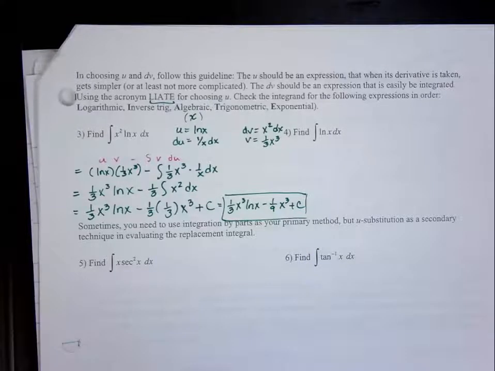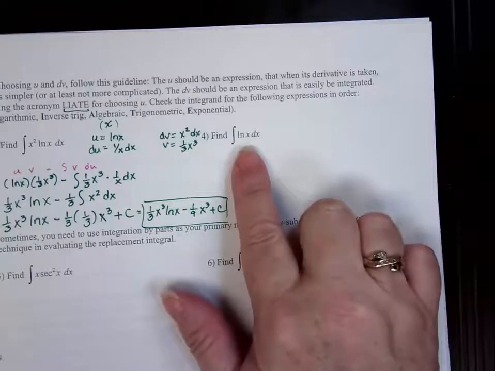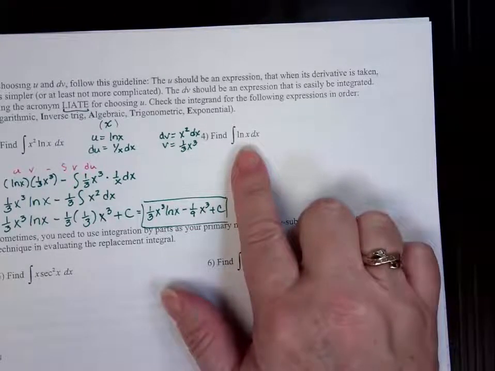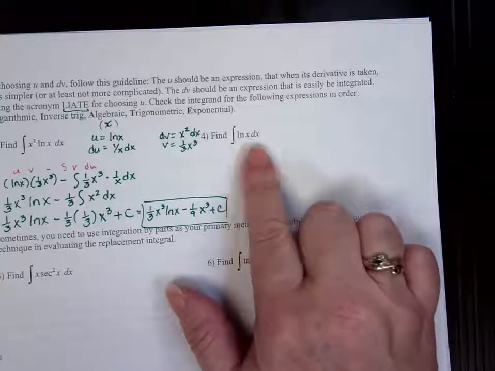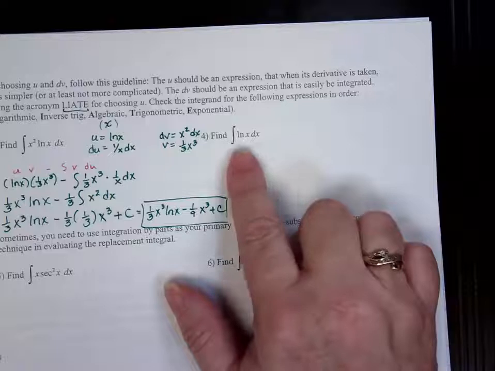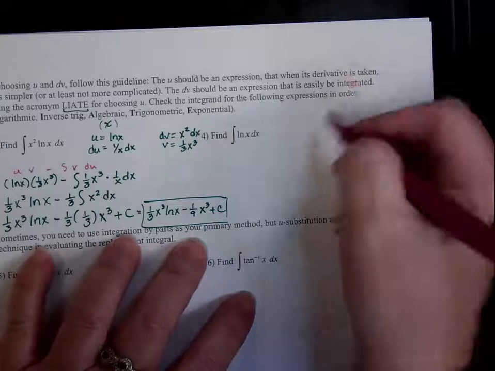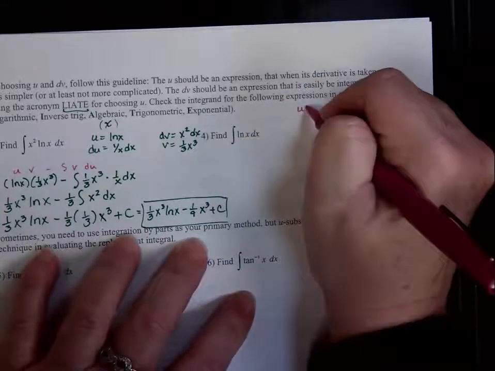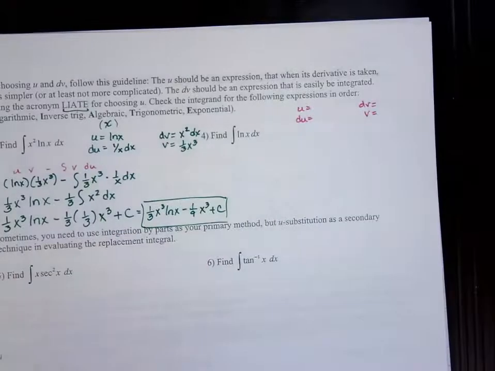But number 4 doesn't look like that. Number 4 only has one function, ln of x. But what is the derivative of ln of x? 1 over x. Do you see a 1 over x in here that I can use as a du? No. And I can't just throw it in there. So this is another u dv that we're going to use integration by parts on. So we're going to come up here: u equals, du equals, dv equals, v equals. I'm using a different color just so that I can tell my two problems apart.